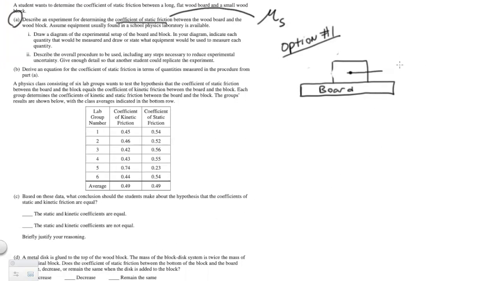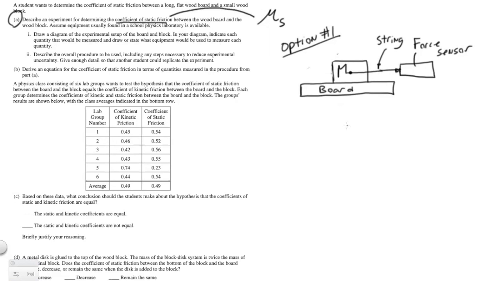You're going to take a force sensor. Let's put a little box right here. This is going to be a force sensor, just like we have in our physics classroom from Vernier. There's a little hook on there, and then this would be a string. So there's our diagram. We have the board, we have the mass, and we attached a string to the force sensor. We want to draw the diagram and indicate each quantity that would be measured. So we've got to measure the mass here, and we need the force.